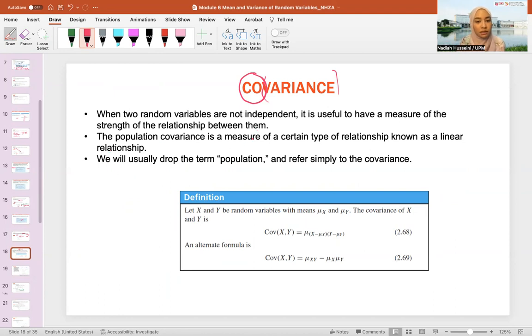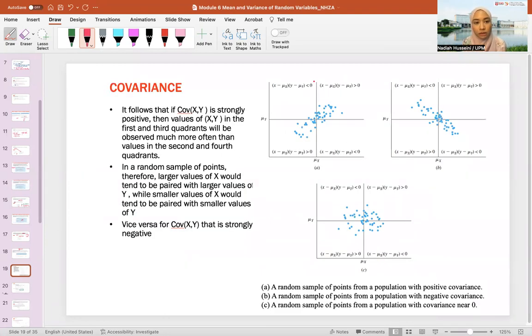The population covariance is a measure of a certain type of relationship known as a linear relationship. So covariance is a linear relationship. It's not squared or to the power of 3 or anything like that. We will usually drop the term population and refer simply to covariance. Whenever I say covariance, I am actually indicating population covariance. Also, the mean that we talked about earlier is the population mean, but we just say mean.